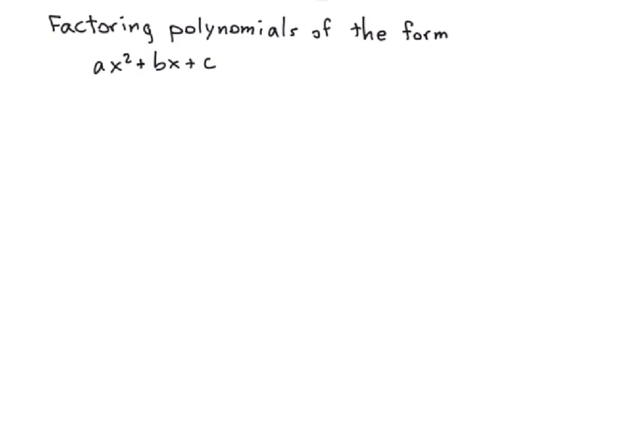Factoring polynomials of the form ax squared plus bx plus c. So let's look at a polynomial that we want to factor that has a coefficient in front of the x squared term other than 1. So 6x squared plus 11x plus 4.